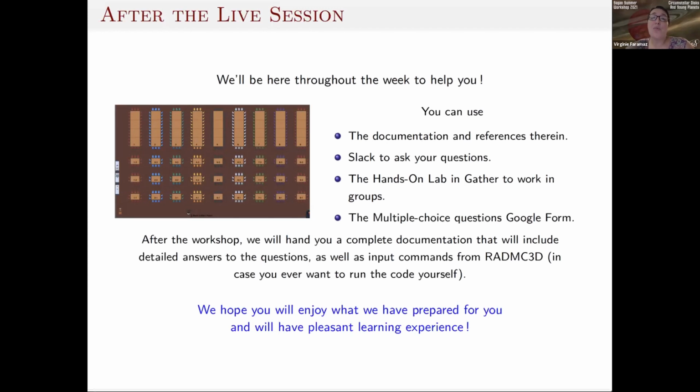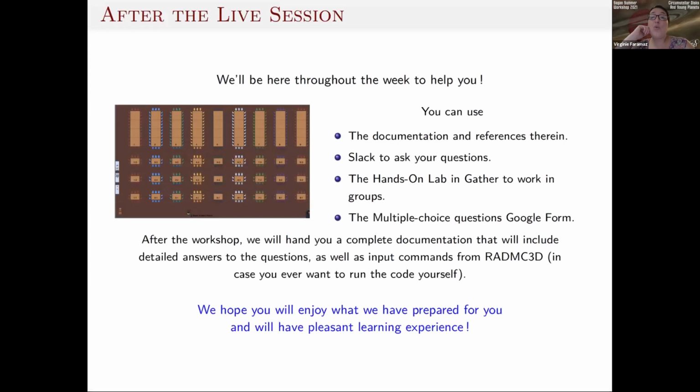And once you're finished working with the disk, you can go and open another Jupyter or Google Colab notebook on another one. And that will last an hour or so, one hour with the actual Zoom live session. And after that, if you want to go on and on your own, you're very welcome to do so. And we will be there all throughout the week to answer your questions.